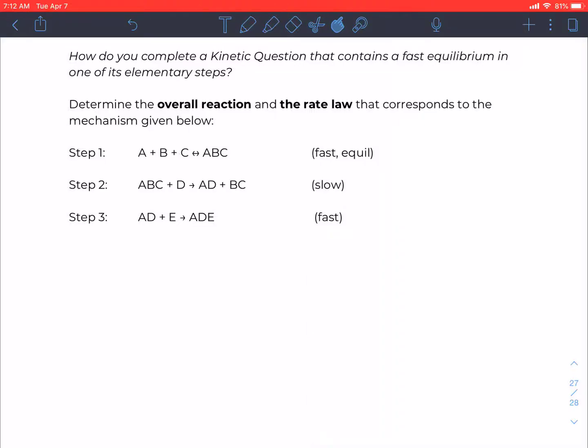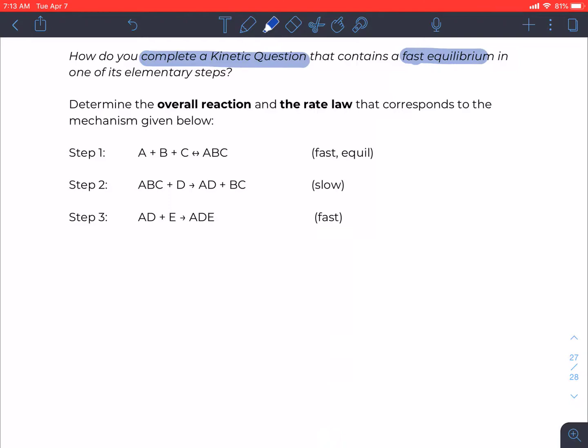So here's an example. If you tie back with the unit that we just got done, Kinetics, or not just got done, several weeks ago. How do you complete a kinetic question that contains a fast equilibrium as one of its elementary steps? So if you look below, this should look very familiar. You've got your mechanisms here, slow, fast, and we know that our slow step is our rate determining step. But what happens when one of those elementary steps has what's called a fast equilibrium?